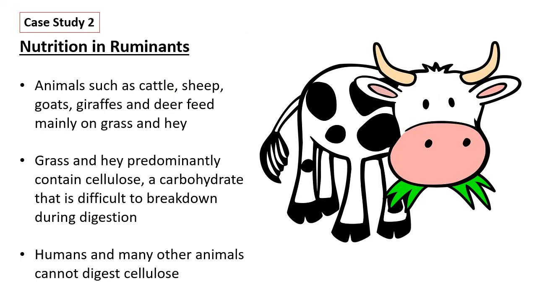Now last one, we are going to discuss nutrition in ruminants. Which animals are ruminants? Some animals like cattle, like cows and buffaloes, sheep, goats, giraffe, and deer. They are in the ruminant category. Why do we call them ruminants? I'll tell you. Actually, mostly they feed on grass and hay.